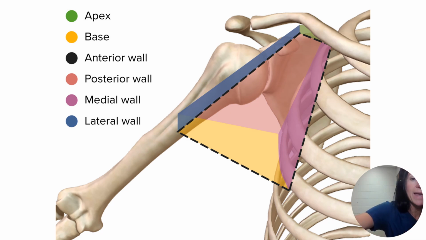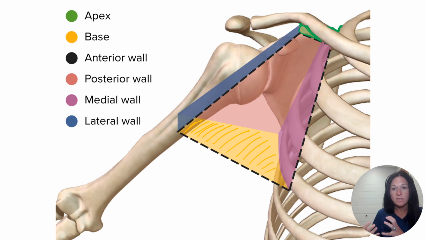So starting with the apex, the apex is going to be the passageway between the neck and the axilla, and the boundaries of the apex are formed by the clavicle, the first rib, and the superior border of the scapula. Now, if we go down to the base, shown here in yellow, the base is created by the concave skin, the subcutaneous tissue, and the deep axillary fascia that extends from the arm over to the thoracic wall around the level of the 4th rib.